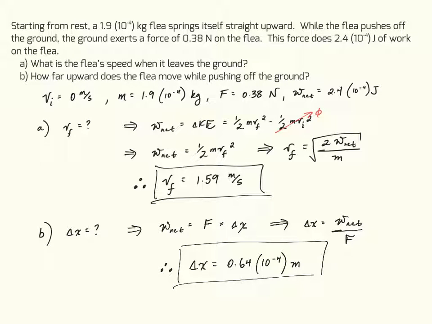Again, the big thing with the work kinetic energy problems is that we just always need to keep in mind that work net is equal to our change in KE. Okay, if we have negative work, we know that our kinetic energy is decreasing. If we have positive work, we know that our kinetic energy is increasing.